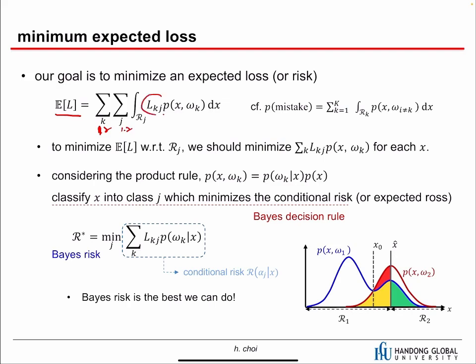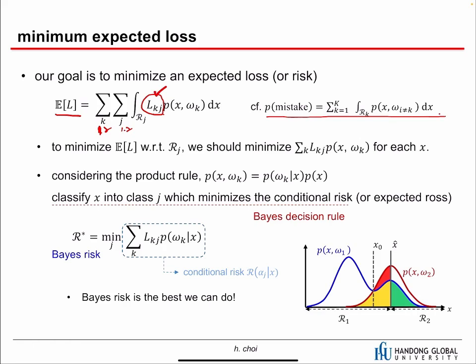If we don't have this part, then this one is exactly the same as this one. Look at this one, p of mistake from the previous slides, and in this equation we don't have loss, and other than that it's exactly the same.